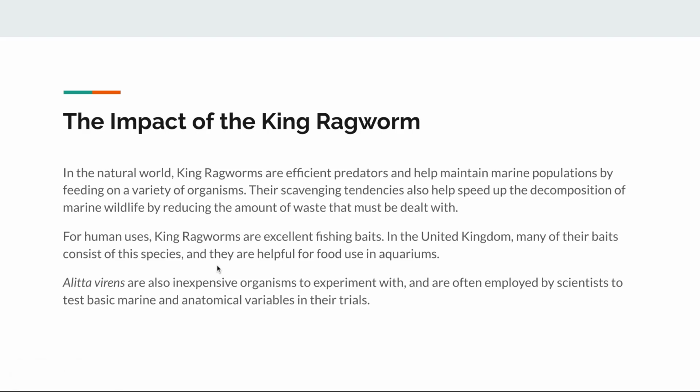They're also useful to humans as fishing bait. They're typically used as fishing bait in European and Asian countries. They're also fried, most likely, to be eaten by humans. And they're also pretty inexpensive, so scientists tend to use them to test basic marine and anatomic variables in their trials.